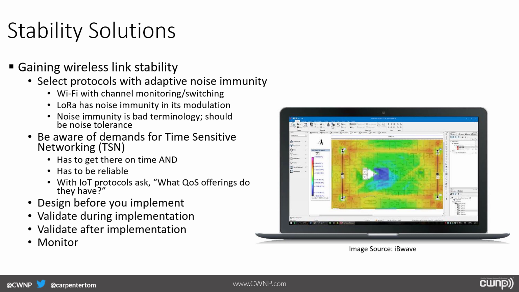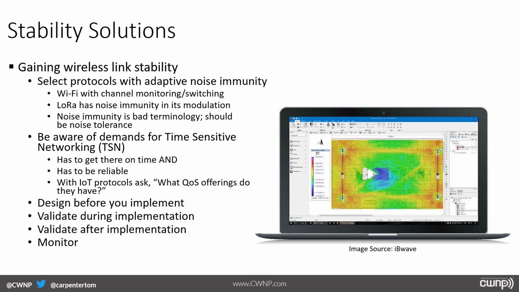And so that becomes a big issue for those that don't like RRM or whatever you want to call it. I just like to call it dynamic channel selection. Okay, so simple generic term. So for those that don't like it, well, in industrial, if we have to have high stability, something like that is practically essential. Next, be aware of demands for time-sensitive networking, or TSN.